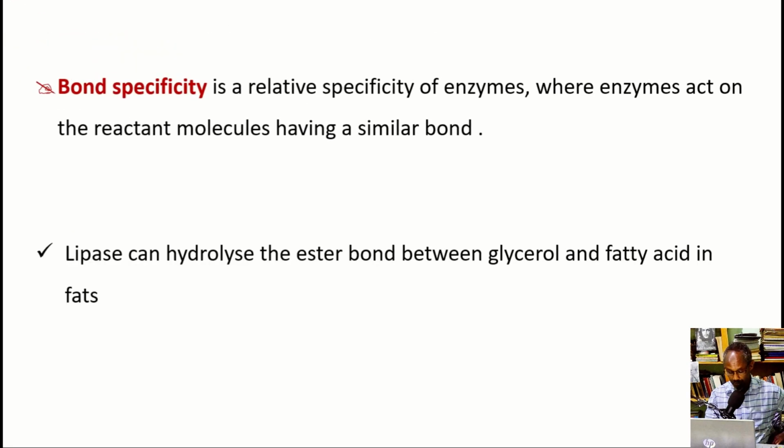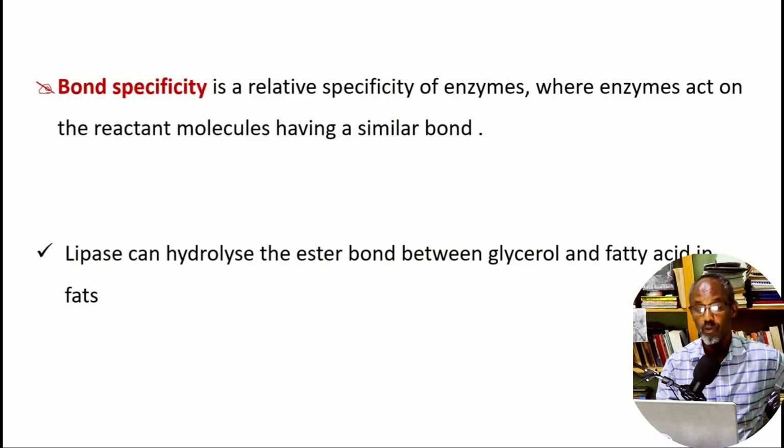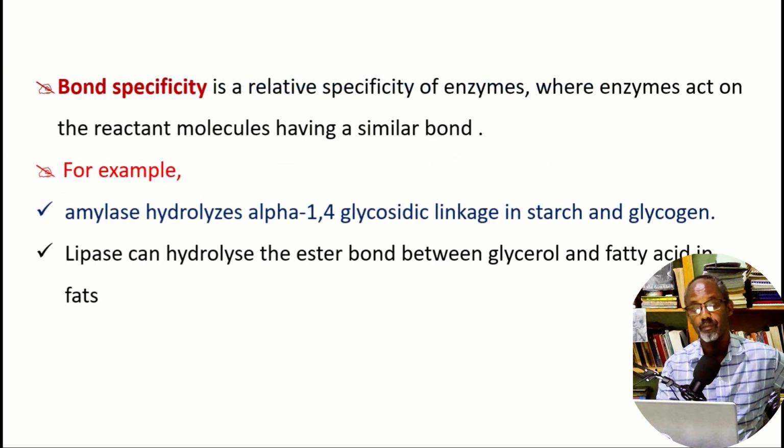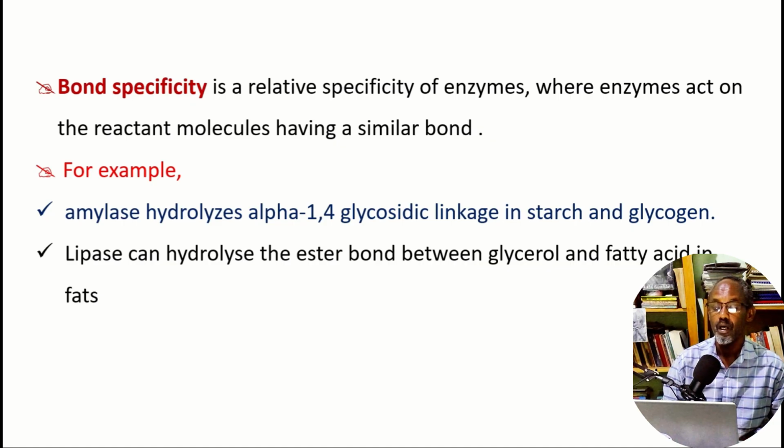This is a relative specificity of enzymes, where enzymes act on reactant molecules having a similar bond. For example, amylase hydrolyzes the alpha 1,4 glycosidic linkage in between two glucose units in starch or glycogen. You see, two glucose molecules are joined by alpha 1,4 glycosidic linkage in starch or in glycogen, and amylase breaks this bond. So amylase is bond specific here.